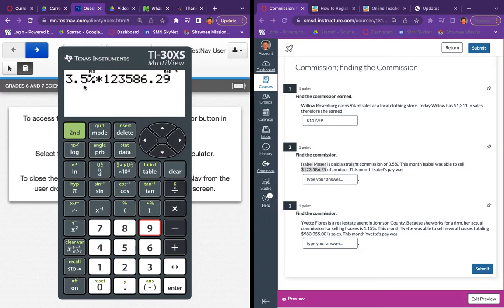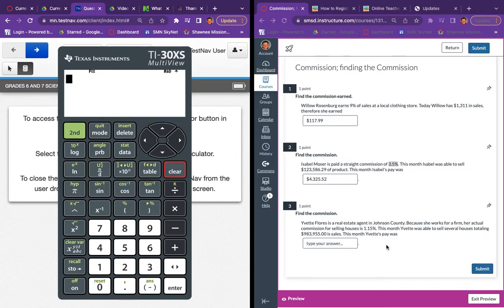$123,586.29. So this is the rate that she is paid, and this is how much product, how much merchandise went out the door. And so for that month, Isabel is going to earn $4,325.52. Okay, so that's how much money she earned for this month, because she was able to sell that much product and she earned that much percent of every product. So she earned $3.50 for every $100 out the door. Okay, if you would like to pause the video and try number 3 and then come back and see how we did.